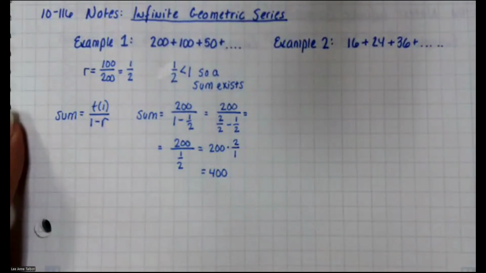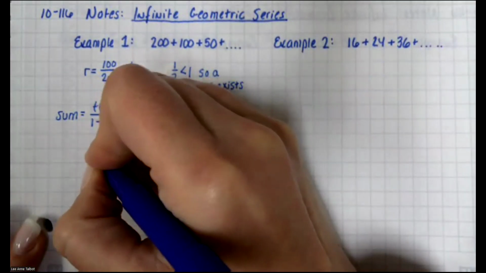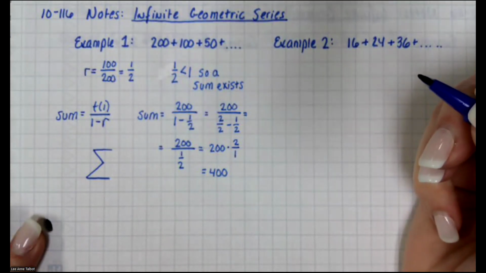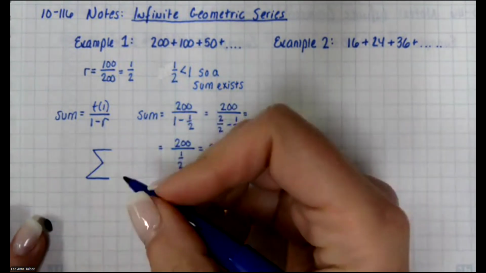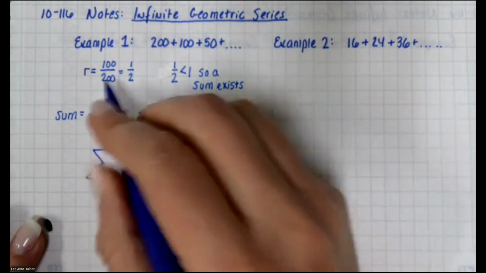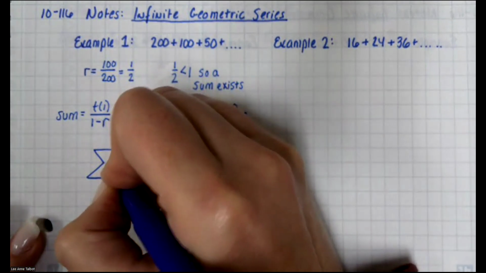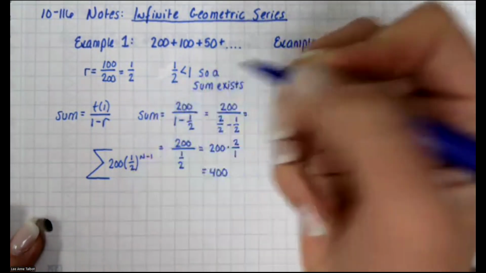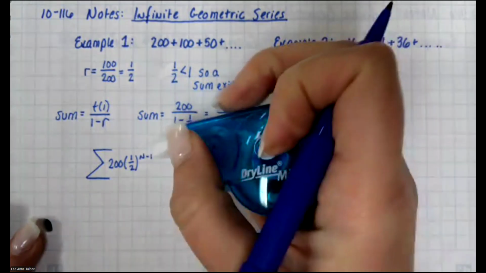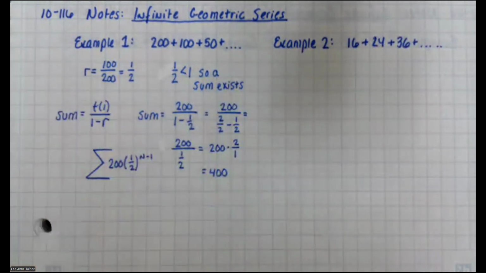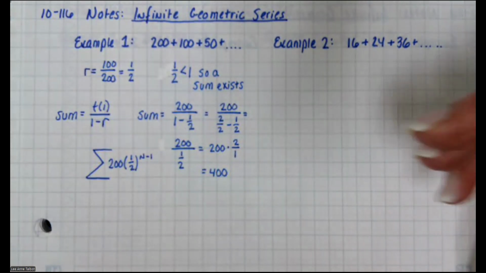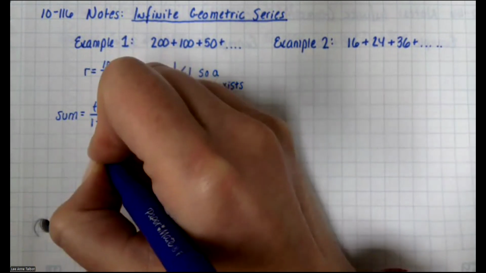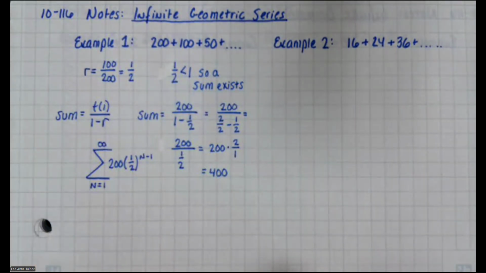Okay, last thing we're going to do for this one is we're going to write it in summation notation. So what would the equation of this be? So first term is 200 times the multiplier to the n minus 1. And this is the best part. Start it at 1, finish at infinity.